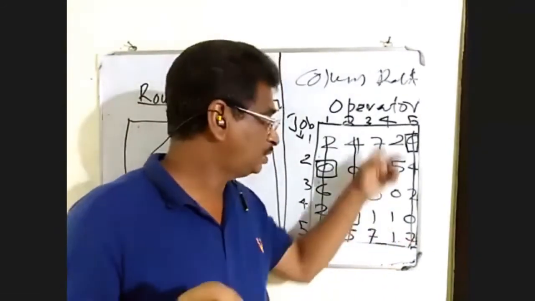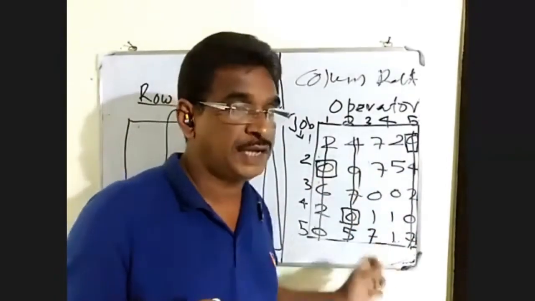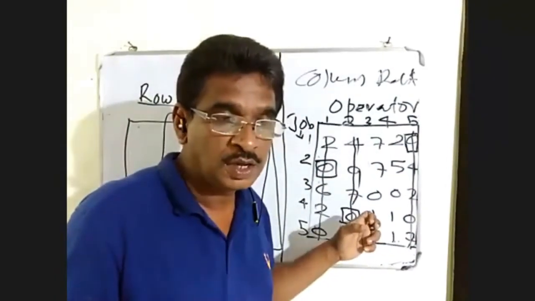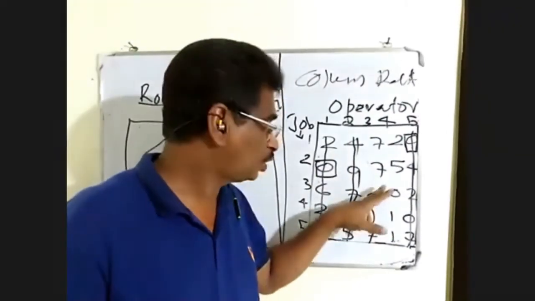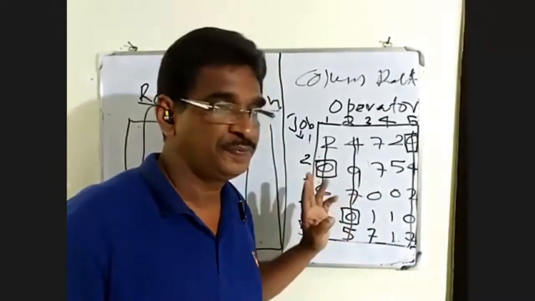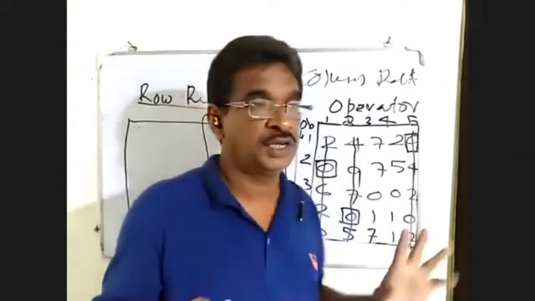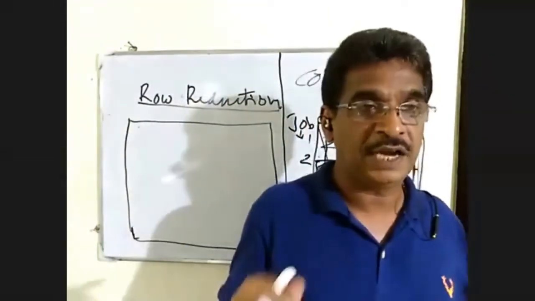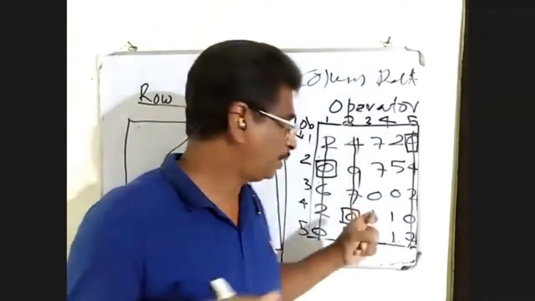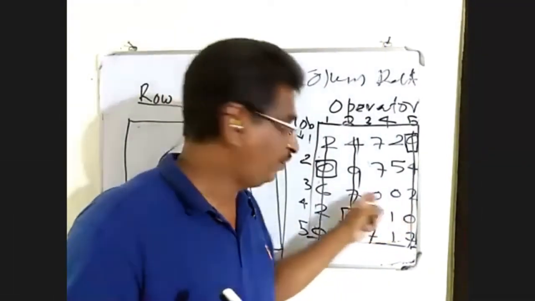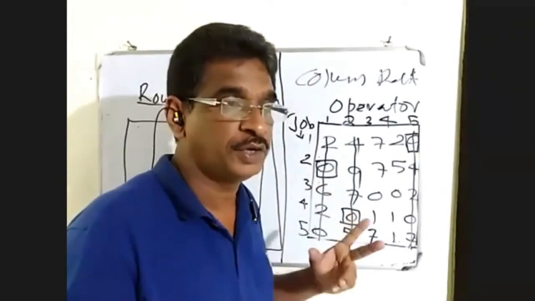After the last scanning, we ask whether all the zeros are covered with lines. Yes or no? No, because 2 zeros are remaining. If it were covered, we could do another thing. It is not covered, so what do you have to do?